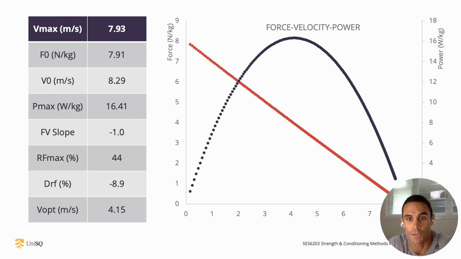I might talk about that a little bit later. So we've got our details here. Velocity max from the test was about 7.93. The force I produced was 7.91 newtons per kg. VR was 8.29. Not bad for a 40-something-year-old.